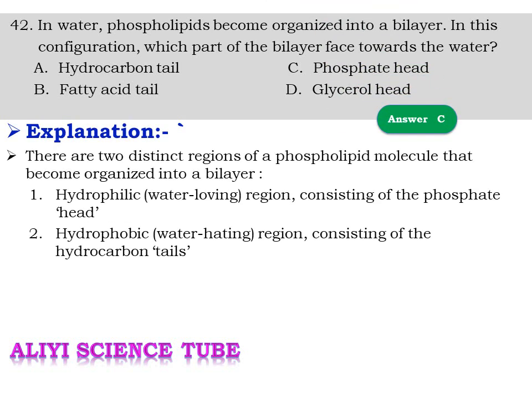Let us see the explanation. There are two distinct regions of phospholipid molecules that become organized into a bilayer: the hydrophilic, or water-loving region, which consists of the phosphate head, and the hydrophobic, water-hating region, which consists of the hydrocarbon tails.